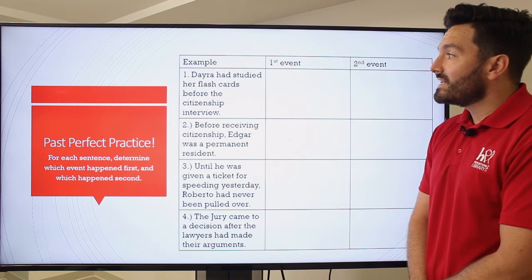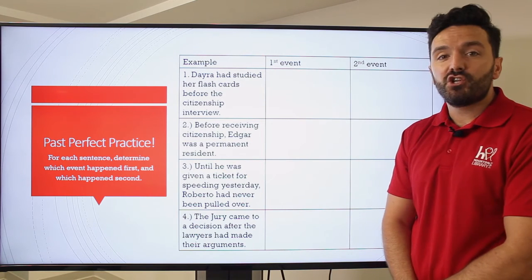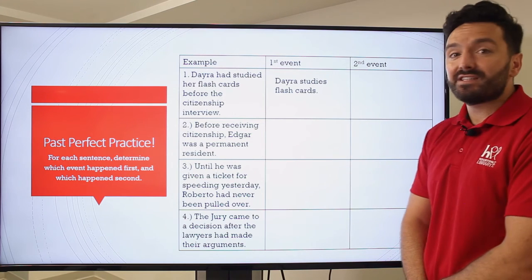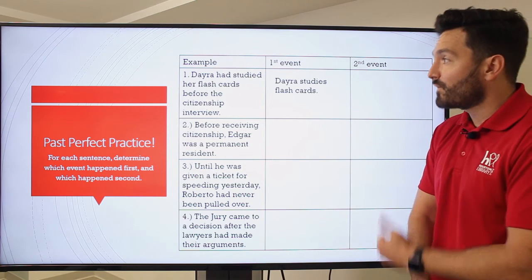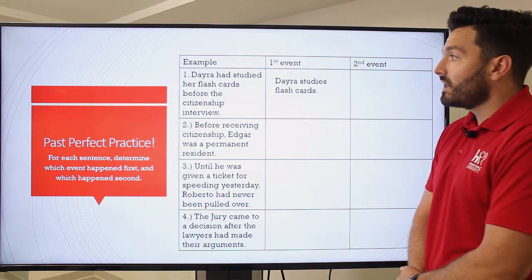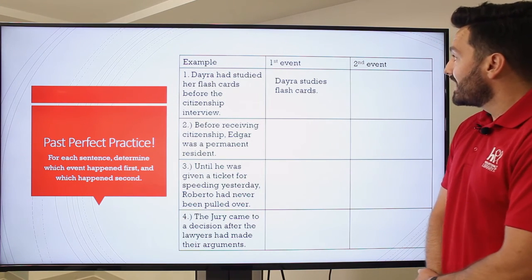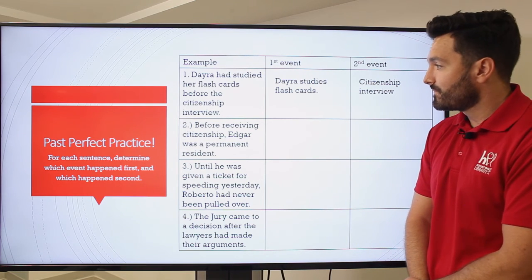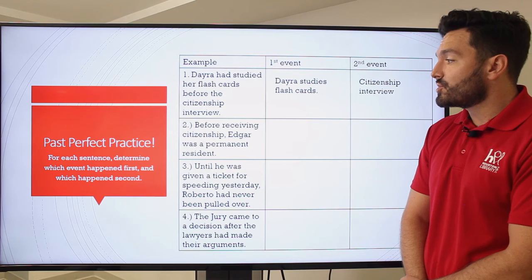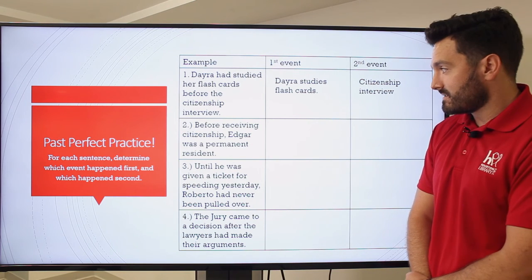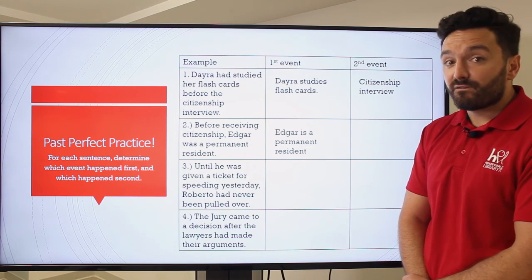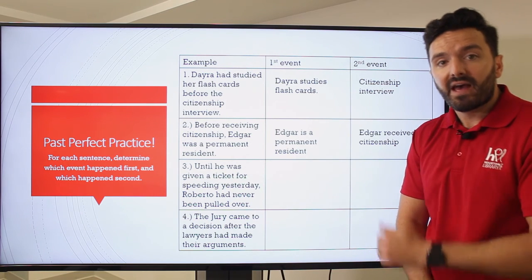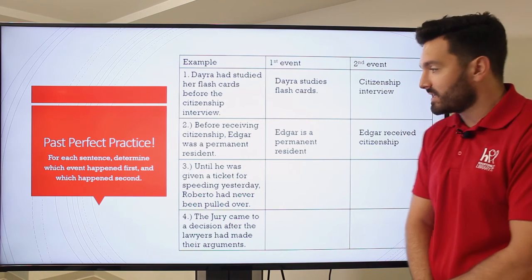All right, let's try it out. Number 1, Daira had studied her flashcards before the citizenship interview. Good job, Daira. So the first thing that happened was Daira studied her flashcards. That's what happened first, and we know that because of the past perfect that's up there. And the second event was her citizenship interview. That happened next. Number 2, before receiving citizenship, Edgar was a permanent resident. So Edgar is a permanent resident first. He has to do that first. And then he received his citizenship after going through that naturalization process.